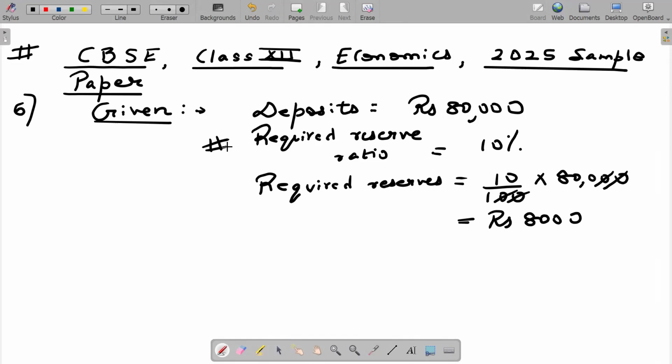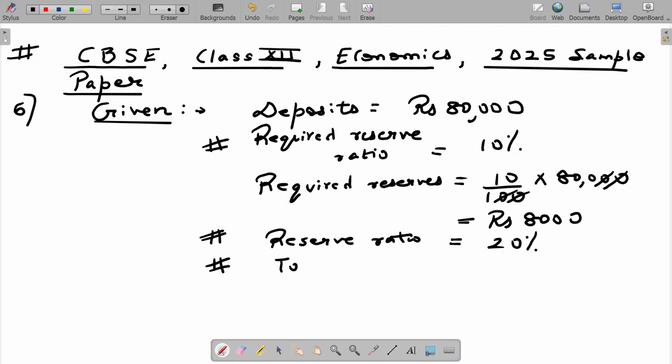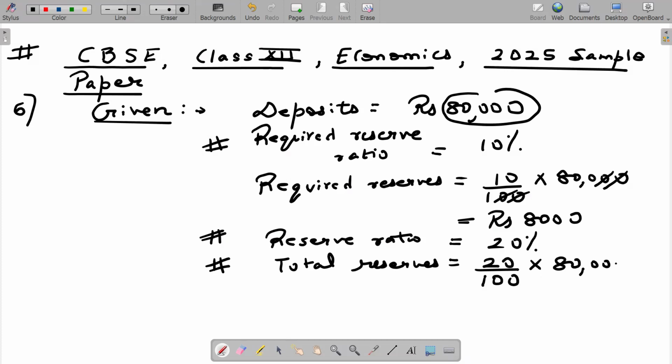Now, how much is the bank actually holding? The reserve ratio which the bank is currently holding is 20%. If I come back to the question paper, students can read this: the bank decides to hold reserves equal to 20%. That means how much reserves is the bank holding in total? Total reserves are 20% of the deposits. The deposits are 80,000. So in totality, the bank is holding total reserves of rupees 16,000.